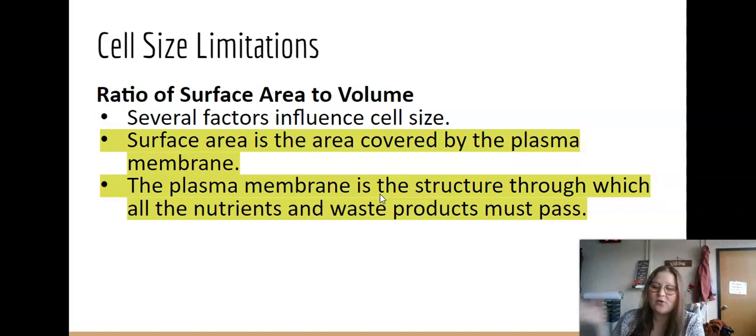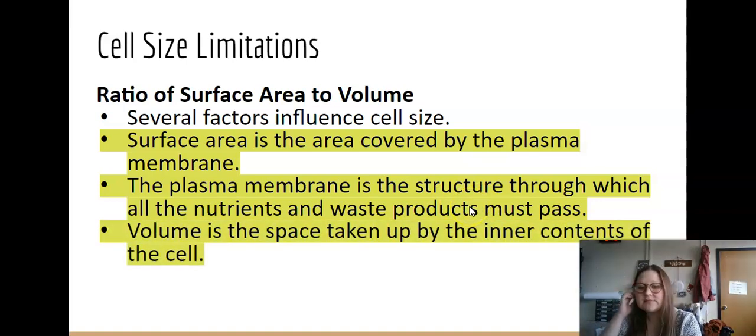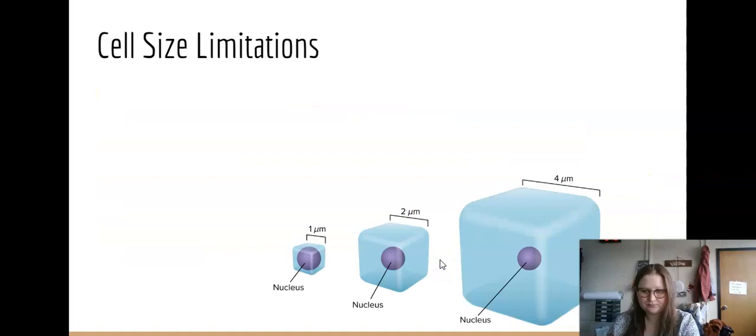We did a whole lesson just on the plasma membrane. It's the semi-permeable membrane. Some things can go through on their own. Some things need to be transported. But everything that needs to get in the cell or out of the cell has to go through that membrane. And then volume is the space taken up by the inner contents of the cell. It is the space that it takes.